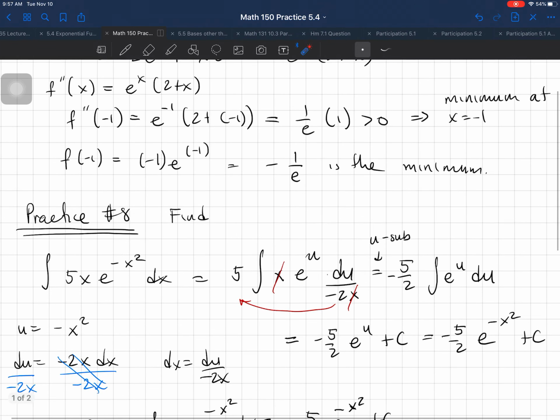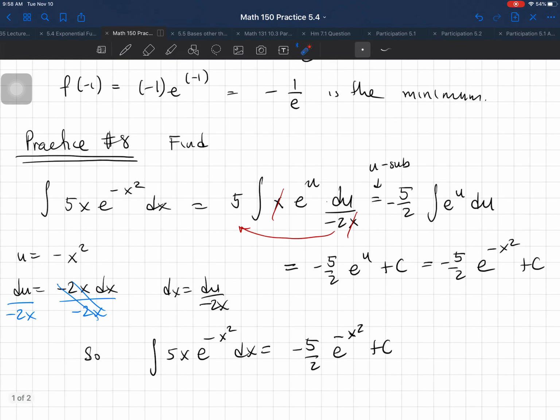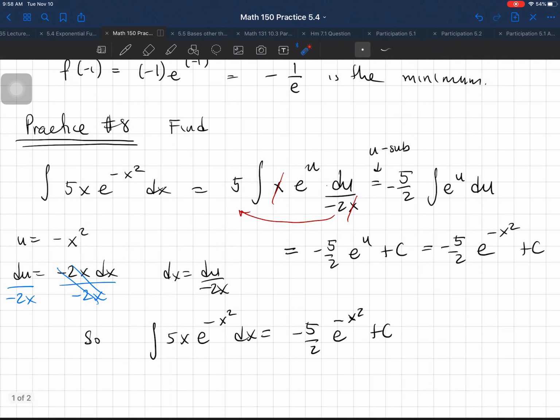All right, we'll try practice number 8. Practice number 8 is asking us to find the integral, the antiderivative of 5 times x times e to the -x squared. So in this problem, I approached this with u substitution. The reason why, and that's sort of like the rule of thumb, is if you have an exponential function as part of your integral, most likely this will be your inside. This will be your inside, most likely, right? So that's, I'll say, almost 90% of the time. All right, so let this be your u.